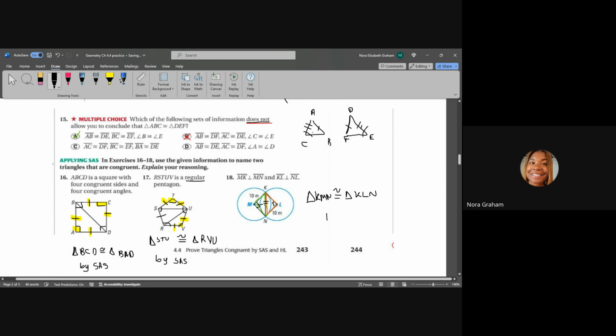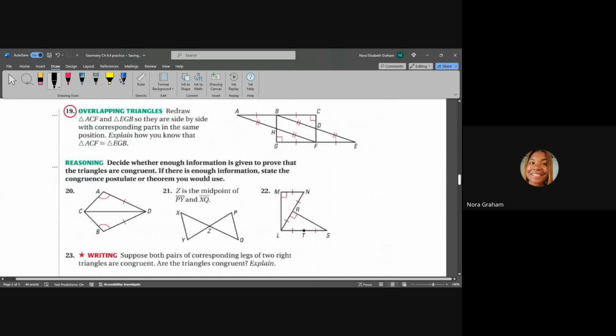And this is, remember, not a postulate but a theorem, our HL theorem. Okay. Awesome possum. All right, let's rock and roll. Let's do a little bit more. I think we can do a little bit more.